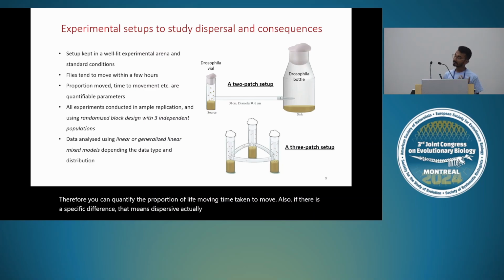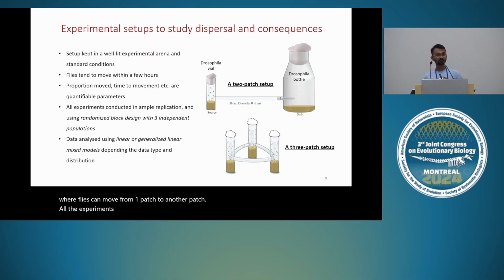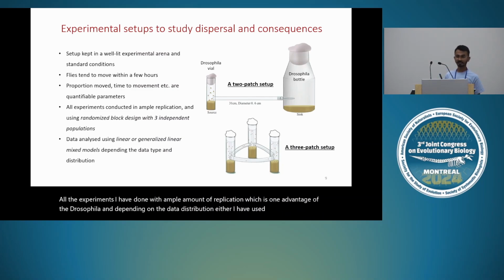To understand the consequences of dispersal, I constructed my own structured habitat by connecting 3 vials where flies can move from one patch to another patch. All the experiments I have done with ample amount of replication, which is one advantage of the Drosophila. And depending on the data distribution, either I have used linear modeling or generalized linear modeling.